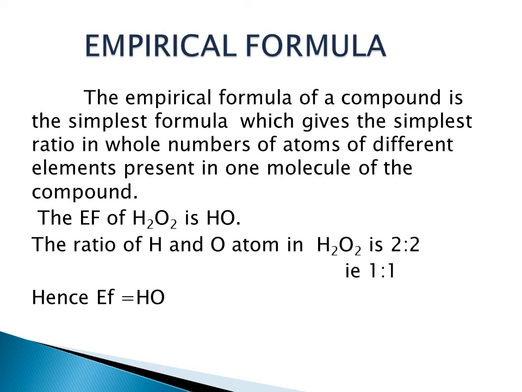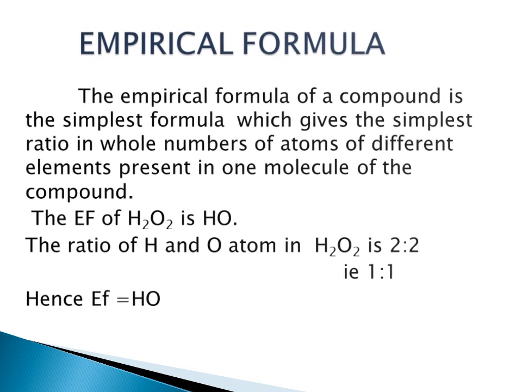Here, the empirical formula of hydrogen peroxide, I told you it is HO. First, let us see the ratio of hydrogen and oxygen atoms. What is the ratio of hydrogen and oxygen atoms? 2 hydrogen atoms and 2 oxygen atoms. Therefore, the ratio will be 2:2. When you simplify it, you will get 1:1. The ratio is 1:1. That means 1 atom hydrogen and 1 atom oxygen. Therefore, the empirical formula is HO.